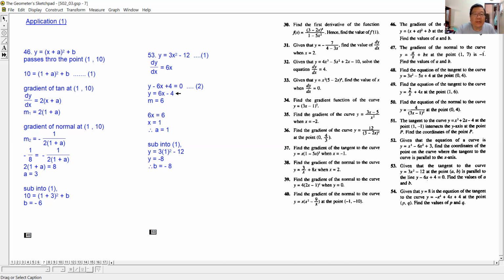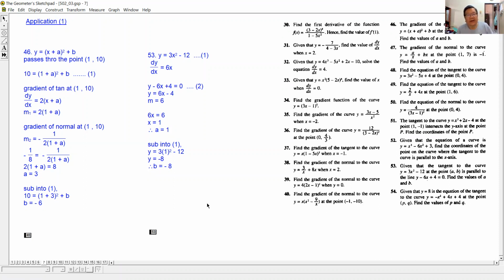So where is the point? The point is on the curve. So I substitute x equals 1 back into curve number 1 here. Substitute back, I get y equals negative 8. If y equals negative 8, it means that the value of b is negative 8, because b is the y coordinate of the point.